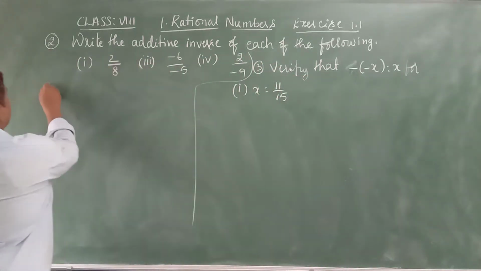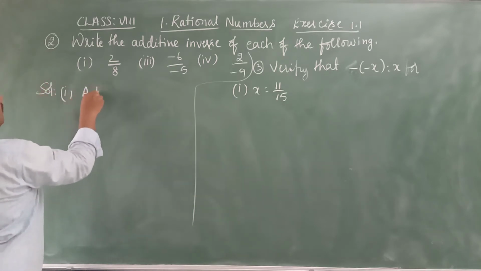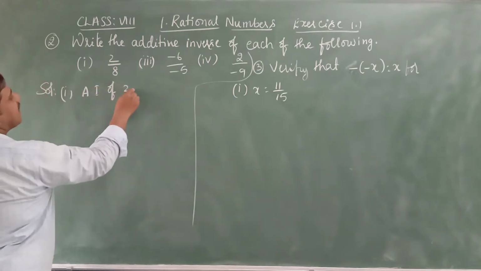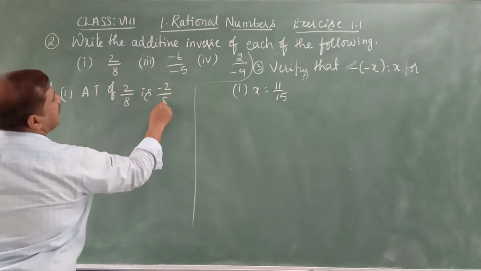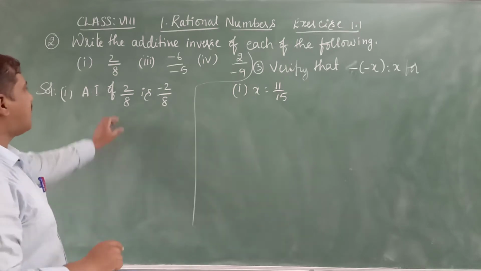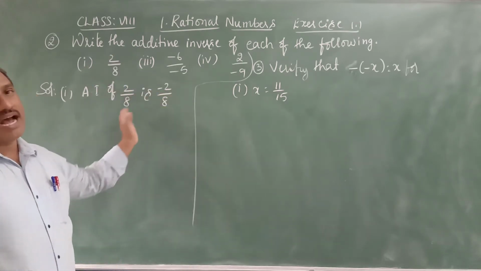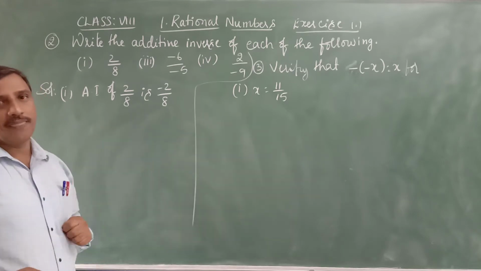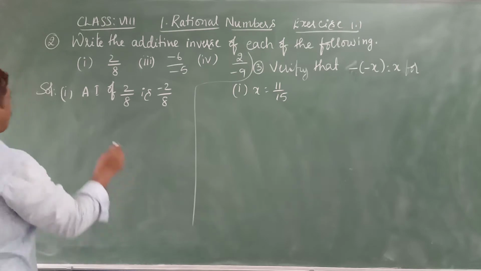Yes. See the first question here, the additive inverse of 2 by 8 is minus 2 by 8. Here we have a plus sign, so we get the minus sign. And by adding these two numbers we get 0. Therefore, the additive inverse of 2 by 8 is minus 2 by 8.